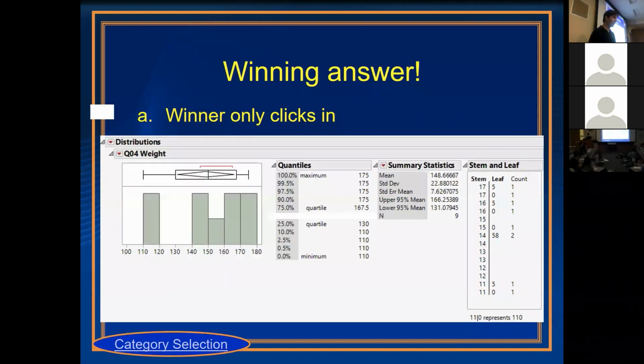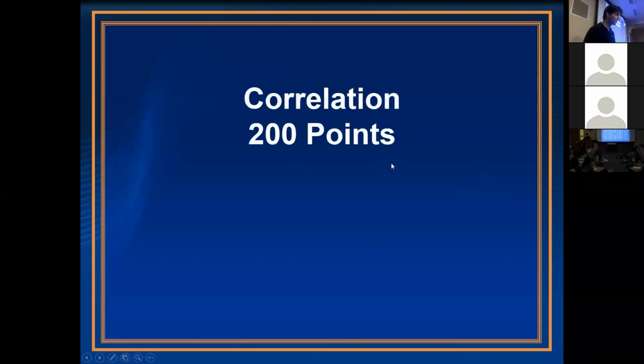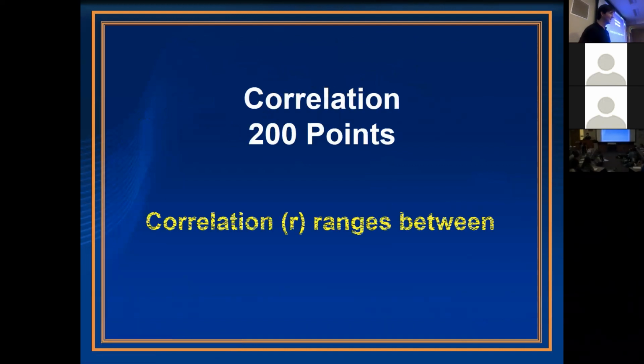Oh, wait. I got to go back to category selection. That's what I have to do. Okay, I think I saw online they wanted regression for 200. Let's see what the correlation is. Oh, my gosh. Okay, we're doing correlation first.